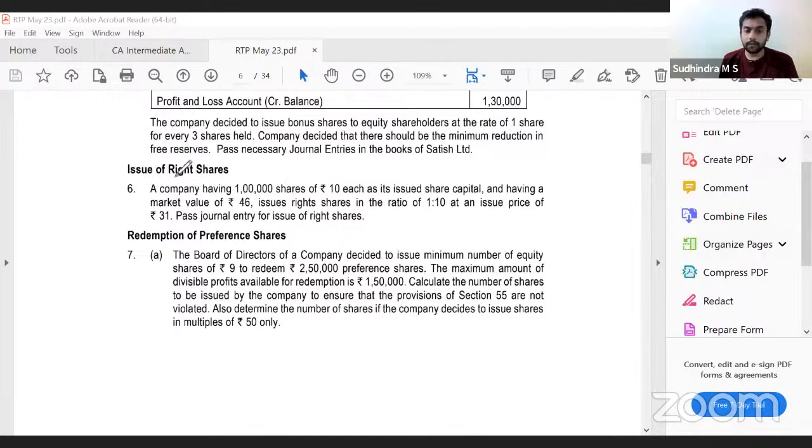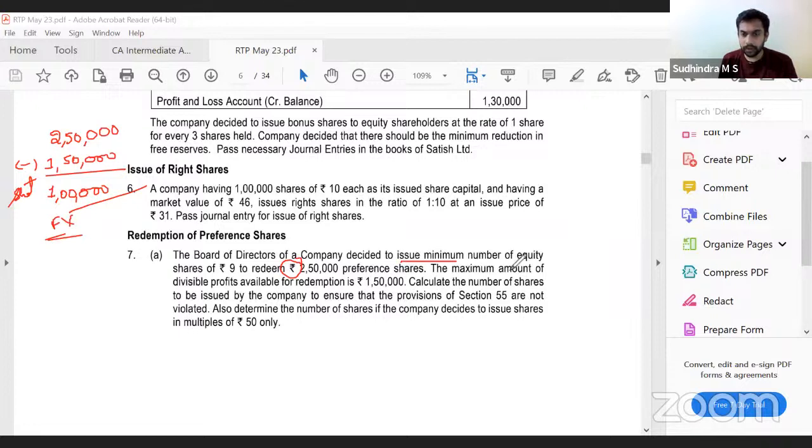What is the nominal value of preference shares to be redeemed? 250,000. This is not the number of shares, this is the amount itself, so directly we can take 250,000. Less free reserves available, 150,000. The resultant we get, 1 lakh, is the shortage. This shortage should be divided by the face value of the shares to be issued.